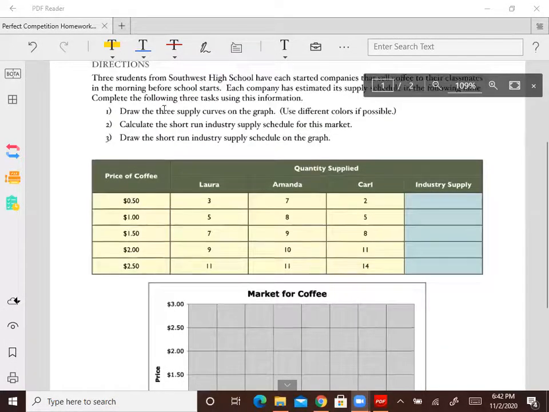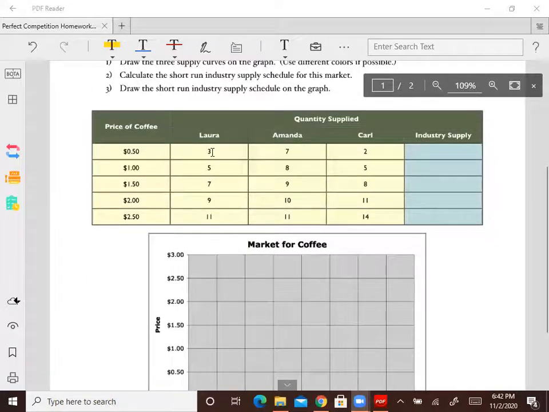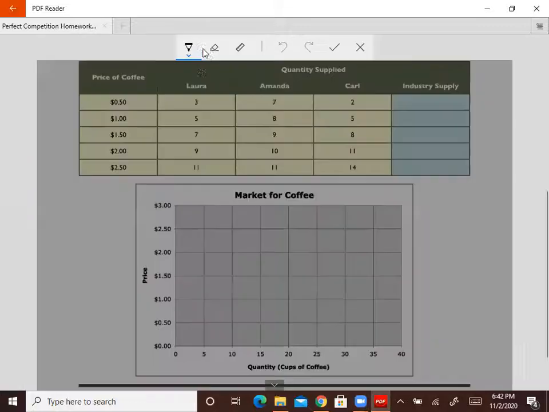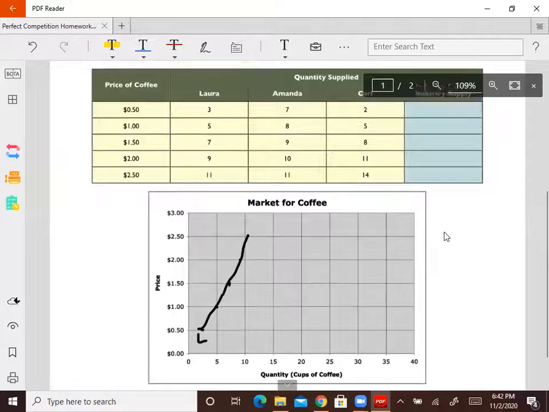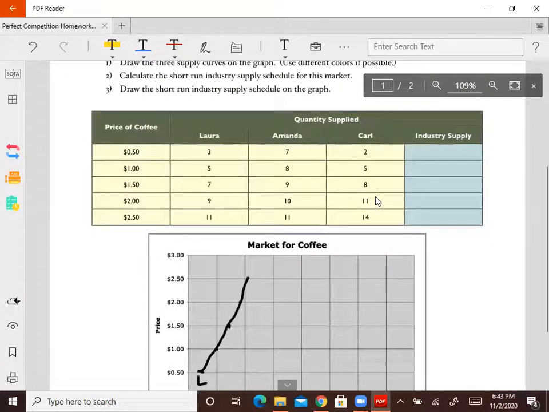All right, so we're going to draw 3 supply curves on the graph. Our 3 supply curves are going to be Laura, Amanda, and Carl. So here's our y-axis, and each of the people are our x-axis. So for Laura, we're going to be at 50 cents and 3. That's going to be about the middle there. $1.05, $1.57, $2.09, and then $2.50 and 11. So Laura is going to look something like this, and I'm going to label her L. So here's our Laura line, and I'm going to let you guys do Amanda and Carl.